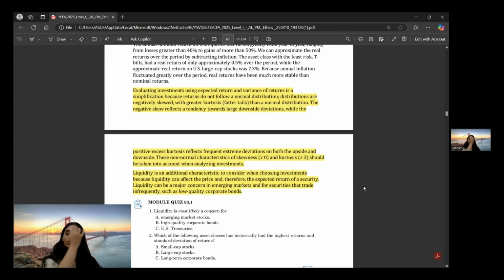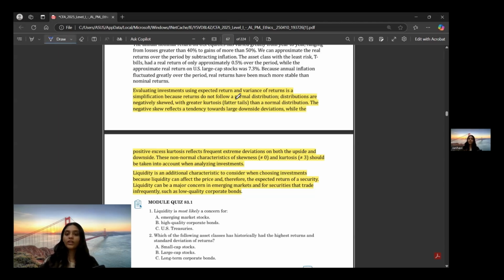Okay, so this paragraph says that evaluating investments using expected returns and variance of returns is a simplification because returns do not follow a normal distribution. Distributions are negatively skewed with greater kurtosis than a normal distribution. So I'll show you guys this with drawings.